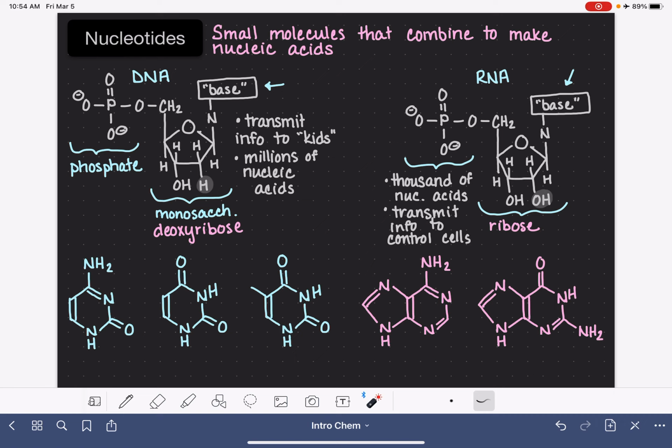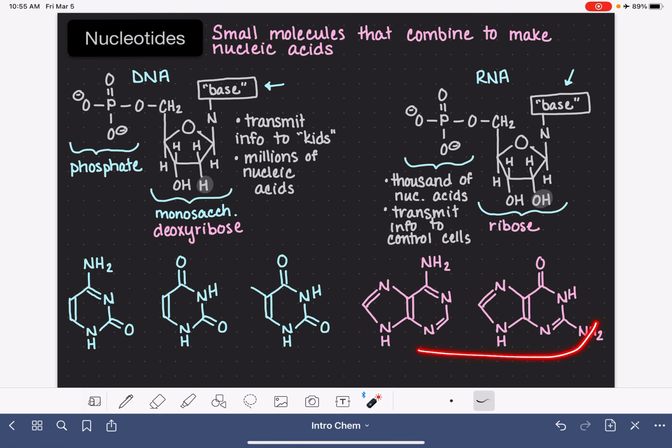The last thing that I wanted to talk about in this video is the structure of the bases that can be attached to the DNA and RNA nucleotides. Down here, I'm showing the 5 different options for bases that could be placed in this position right here. The ones that I'm showing in blue are referred to as pyrimidines. So all of these molecules over here in blue are called pyrimidines. I'm going to write that down in a bit.